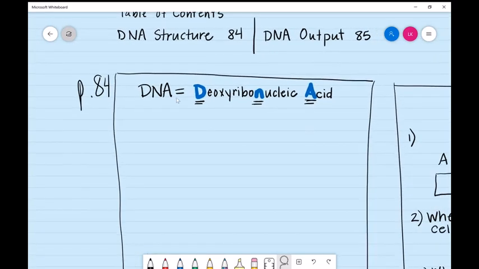On page 84, you're going to label at the very top DNA equals, and then the actual word that DNA comes from, which is deoxyribonucleic acid. Now, the deoxyribo portion has to do with the sugar that DNA is composed of, and then nucleic acid comes from the macromolecule that you all are familiar with. It was one of the 4 main organic molecules that we learned at the beginning of the year. So that is the main meaning of that word.